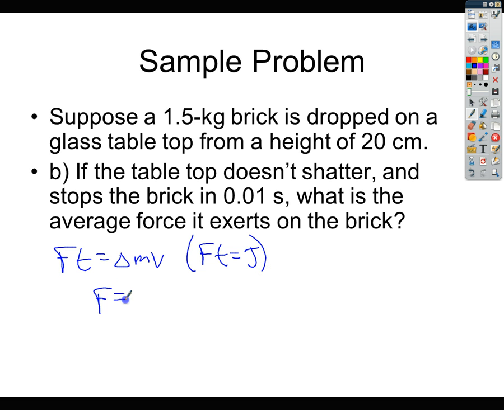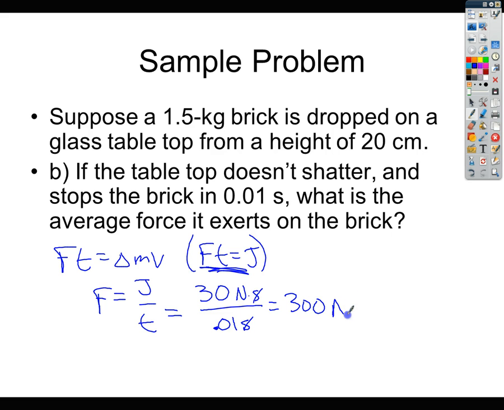Here we're going to say that the force is equal to the impulse, just rearranging this equation, the impulse over the time of impact. We know the impulse, or the change in momentum, was 30 newtons times a second divided by that 0.01 seconds. Our seconds cross off, and we're left with a force, and that force is 300 newtons. So that is the force that is exerted on the brick.